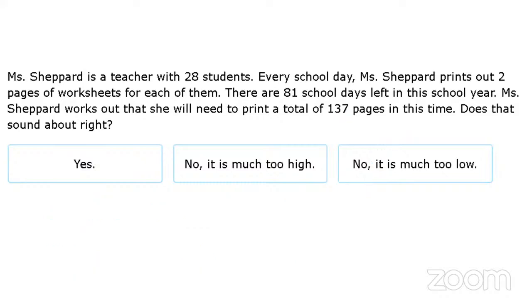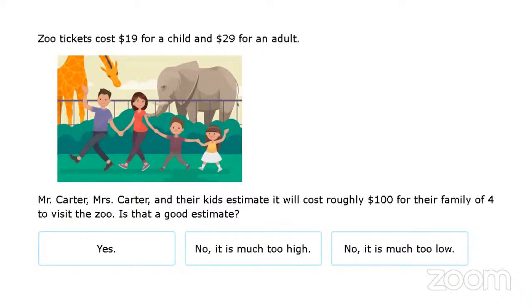And this is lovely because we need to learn how to estimate. Very good. Our next question is this. Zoo tickets cost $19 for a child and $29 for an adult. Mr. Carter, Mrs. Carter, and their kids estimate it will cost roughly $100 for the family of 4 to visit the zoo. Is that a good estimate? Yes? No, it is much too high. No, it is much too low. Tell me. So $19 for one child, $29 for one adult. How many people are going? How many adults? How many kids? Go ahead and let's think about that.